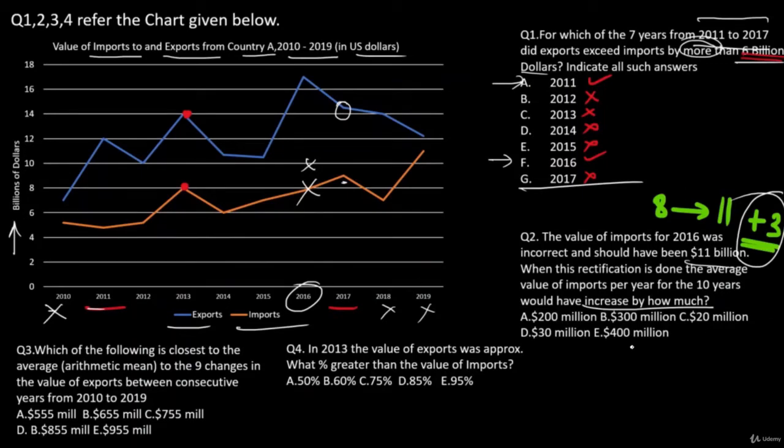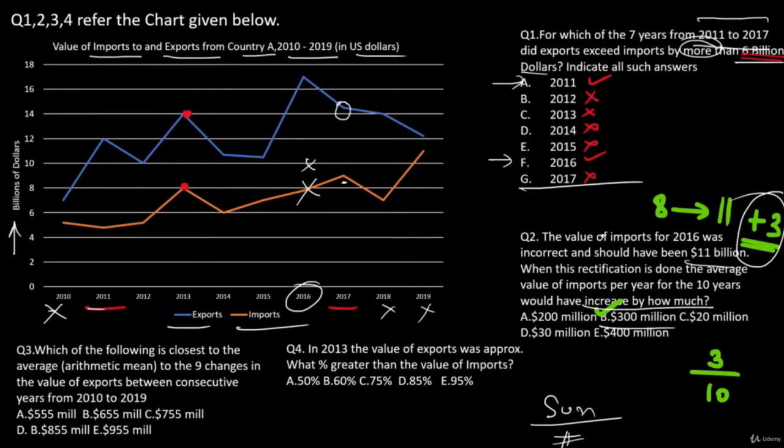Alright, so remember, average is sum by number of items, right? So over here you can see that the sum is increasing by 3 billion, right? And the number of items is 10 because you have 10 years over here. Therefore, the increase in the average is 3 by 10, which is equal to 300 million, right? This is 3 billion. So 0.3 billion or 300 million. Therefore, the correct answer to this question is option B. Remember, average is sum by number of items.